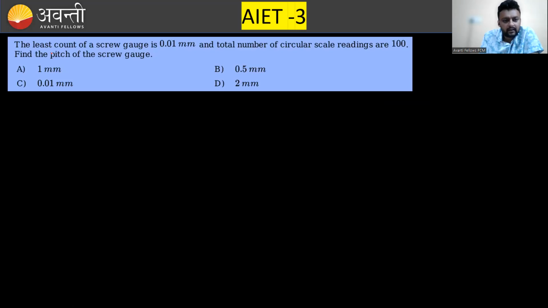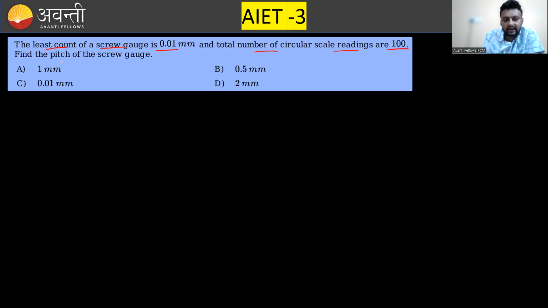The question says the least count of a screw gauge is 0.01 mm. Let me tell you one thing. Vernier and screw gauge are two very important topics. A question from Vernier comes when they want to make it difficult, and when they want to make it easier, they will give a question from screw gauge. So the least count of the screw gauge is 0.01 mm and the total number of circular scale divisions is 100.